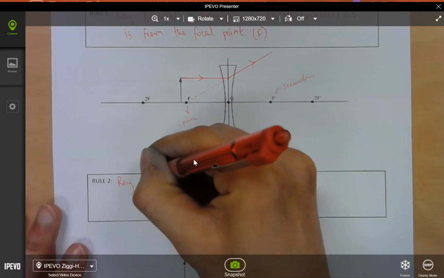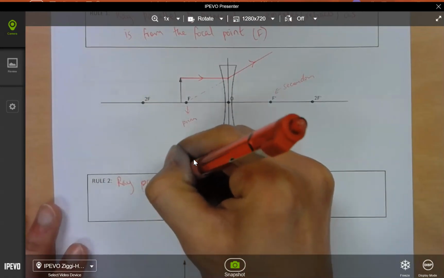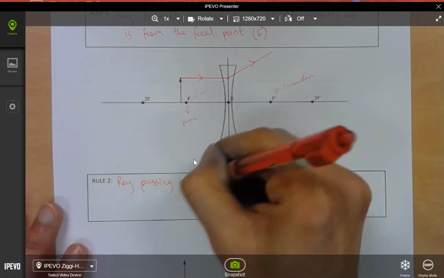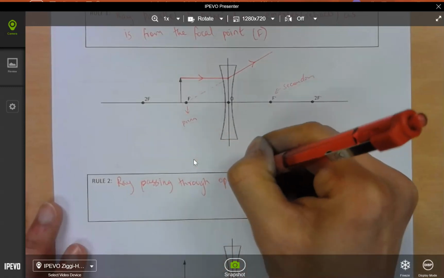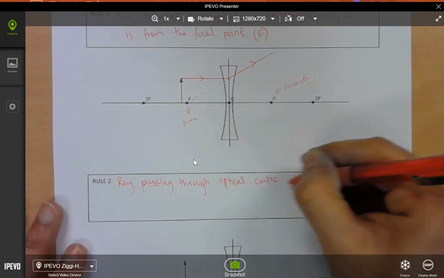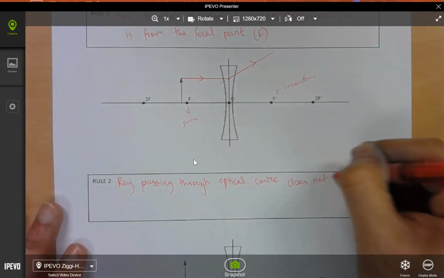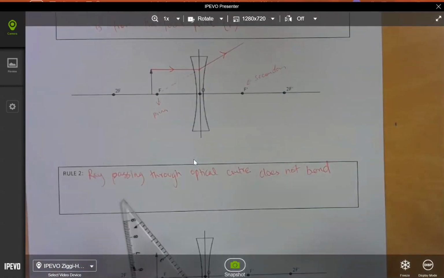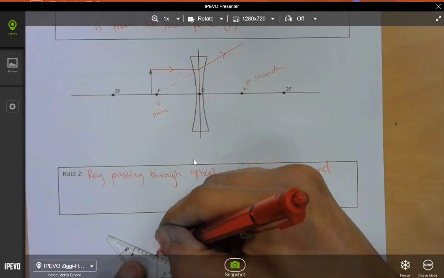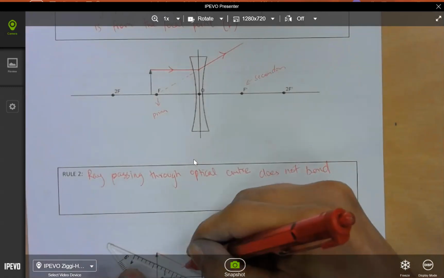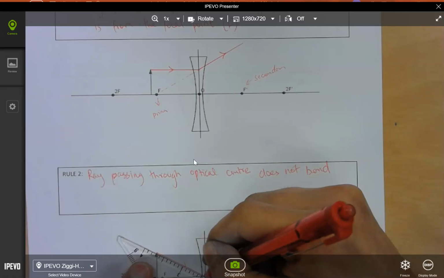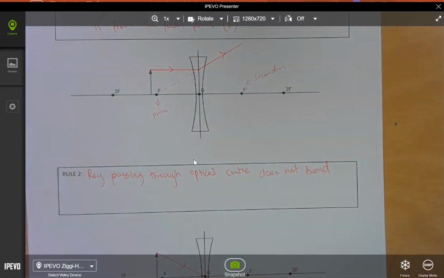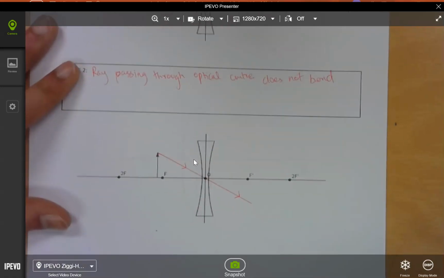Second rule is the same as the third rule. Ray passing through optical center does not bend. Right, go straight through. And we draw a very similar diagram to what we drew before. Oh, can't see. There we go.